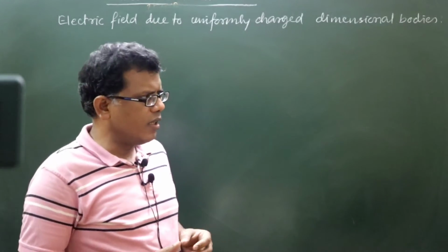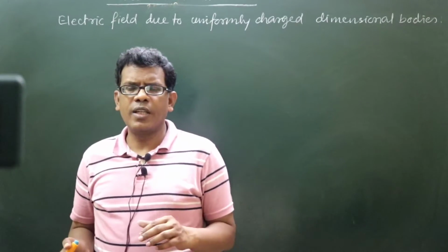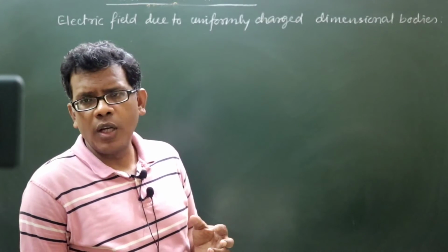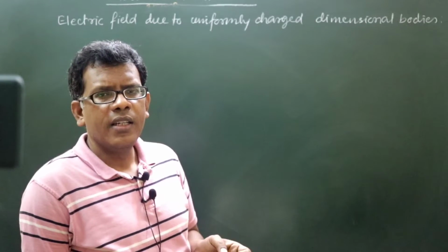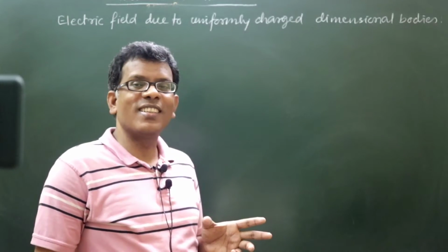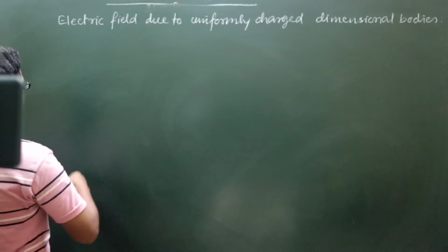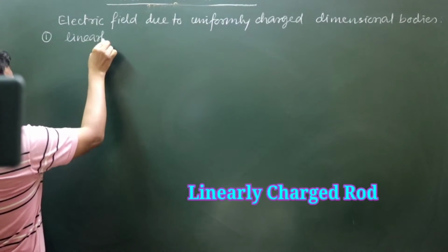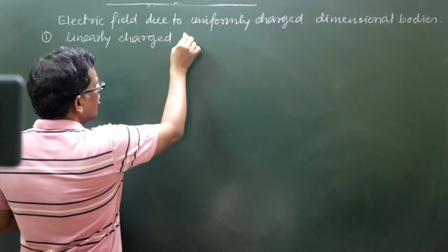Whenever there is a dimensional charged body, finding the electric field due to that charged body cannot be done simply by using the formula kq by r square with the total charge. The formula is only applicable to a point charge, right. So we should always keep that in mind. That's why first we will do it for a linearly charged rod.